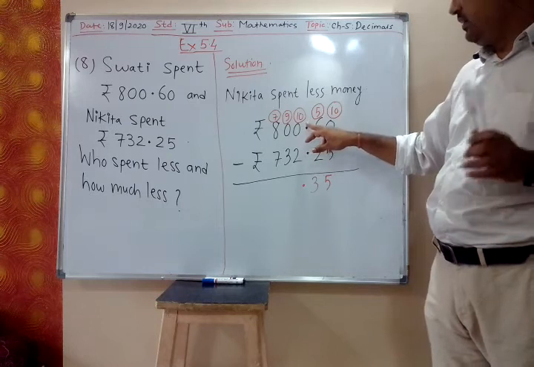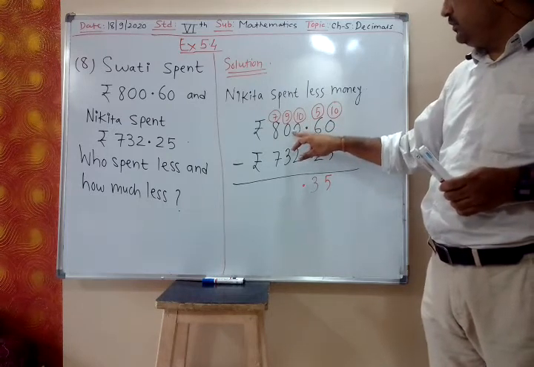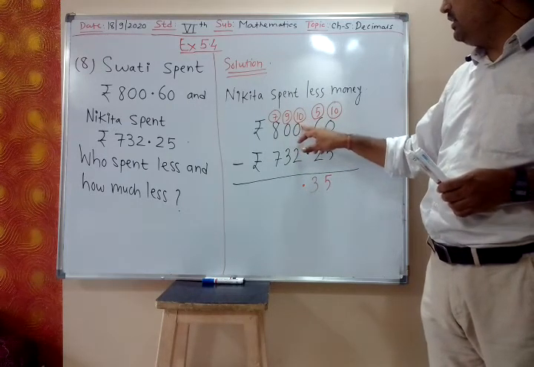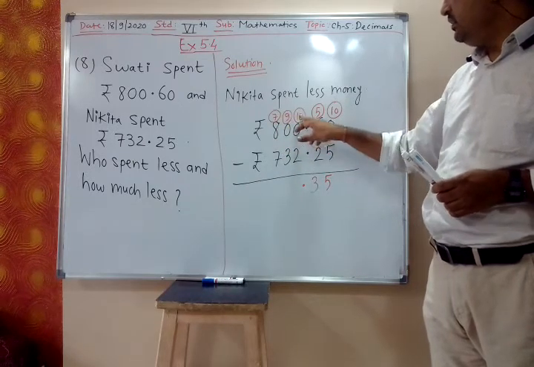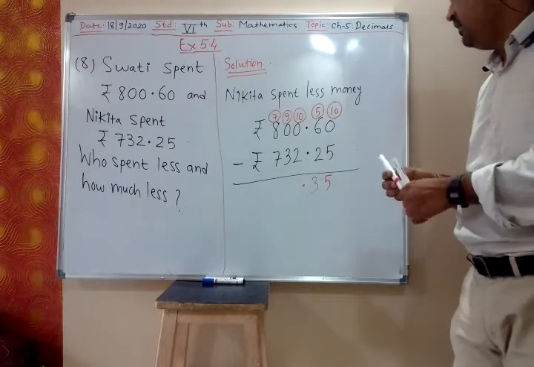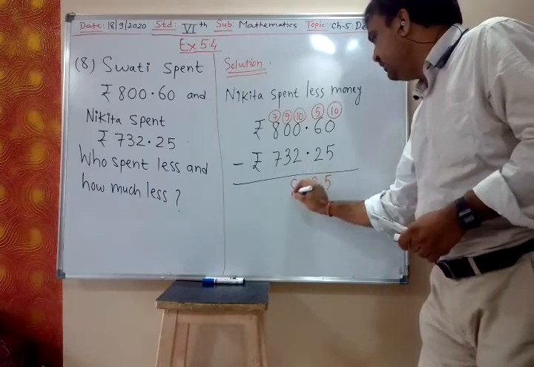Board is clear, right? 10 minus 0 smaller than 2. So 1 is carried. This becomes 10. 0 becomes 9. 8 becomes 7. So 10 minus 2 is 8.